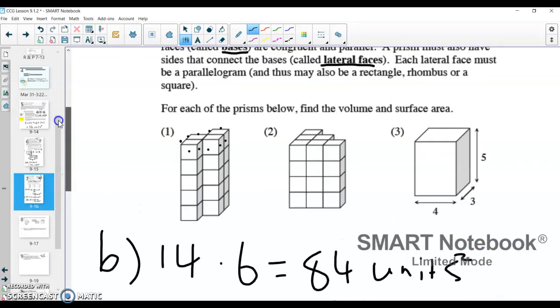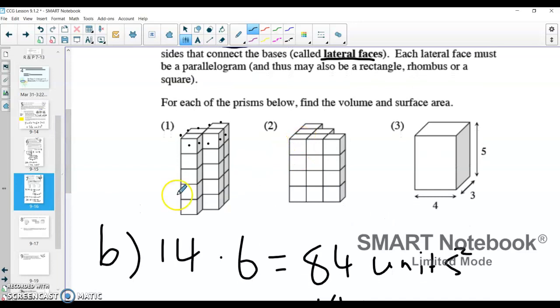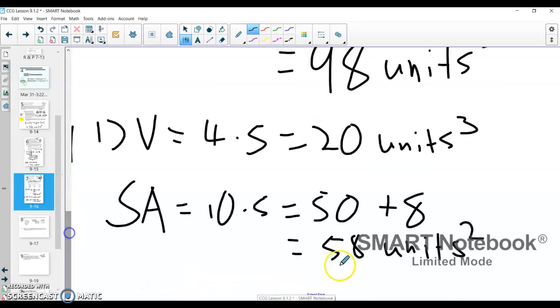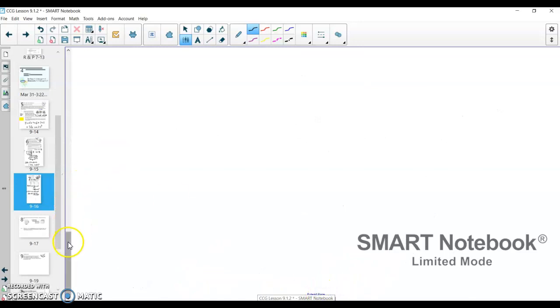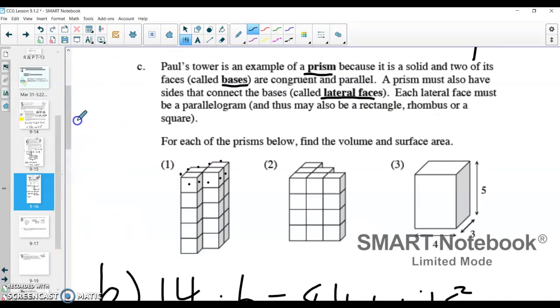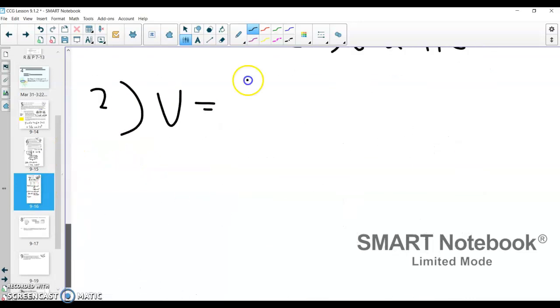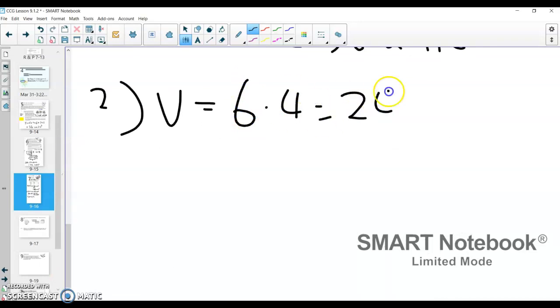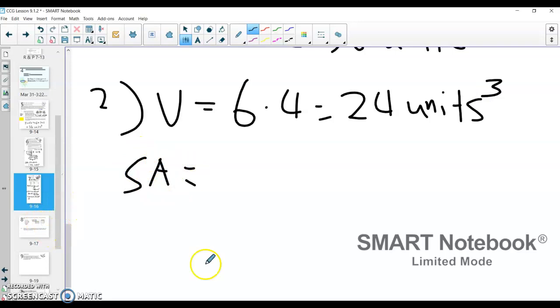We're going to do the same kind of thing with 2 here. We'll start with volume for 2, just like we did with number 1. Number 2, the volume is going to be 1, 2, 3, 4, 5, 6 cubes in that top layer, and we have 1, 2, 3, 4 layers, and so we have 6 times 4, giving me 24 units cubed as the volume. Okay, and we'll do surface area right after.